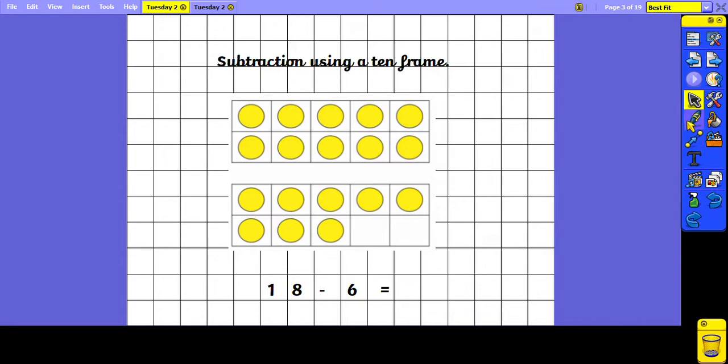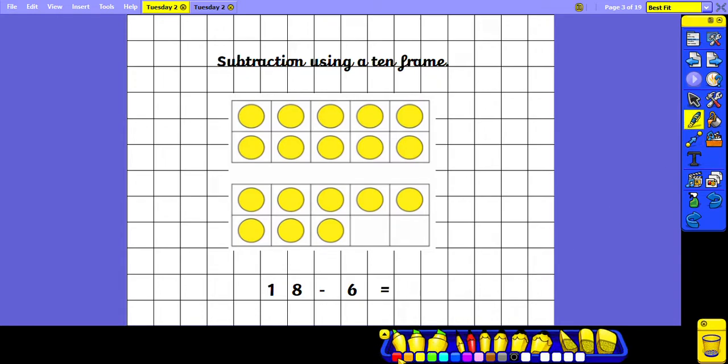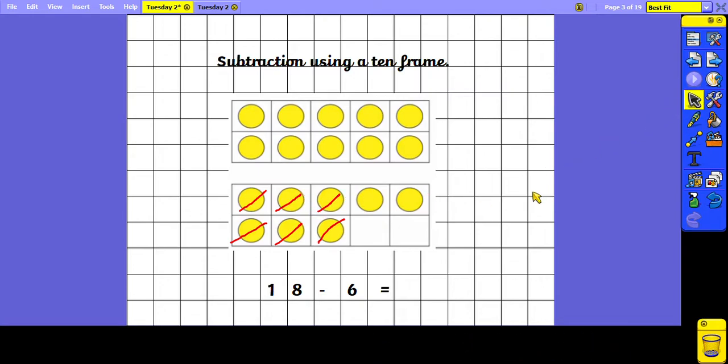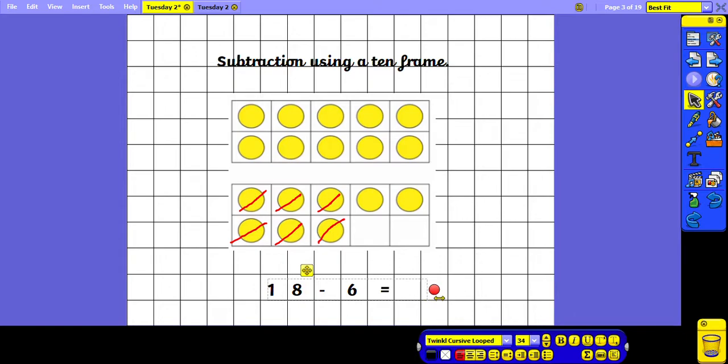We are subtracting or taking away 6. So we're going to draw a line through 6 of them. 1, 2, 3, 4, 5, 6. To work out the answer, we need to count how many counters there are left. Well, I know that there are 10 here, 11 and 12. So we know 18 take away 6 equals 12.